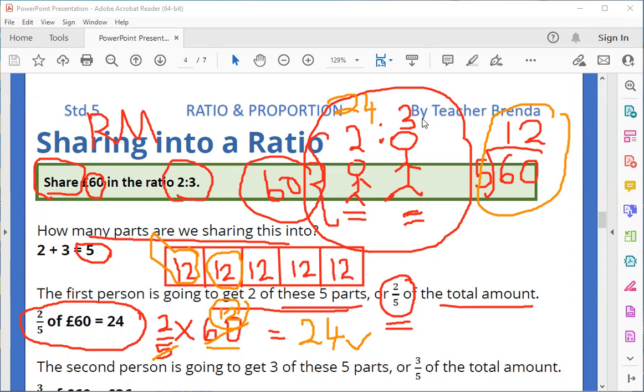Now, elder sister is going to get how much? These are the three parts. And you can easily see now it's 36.